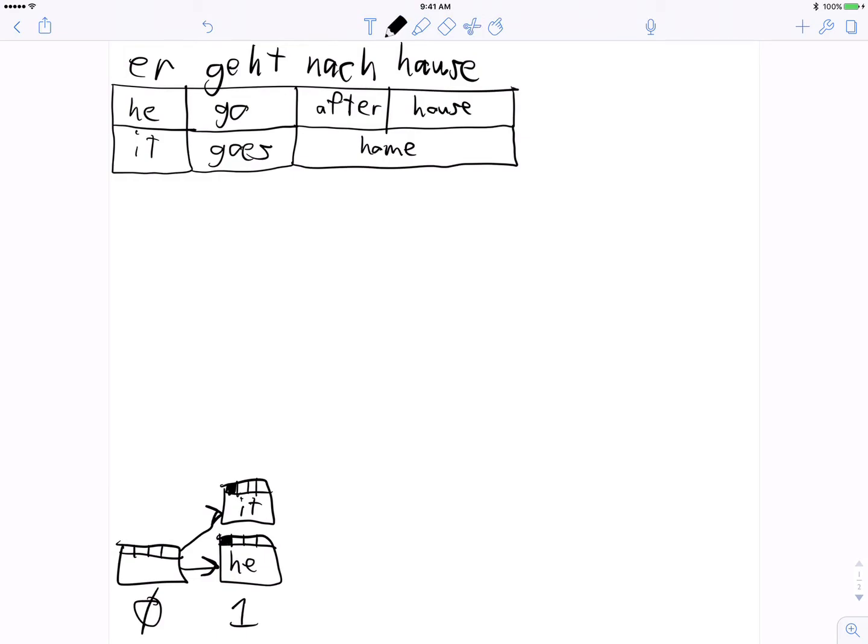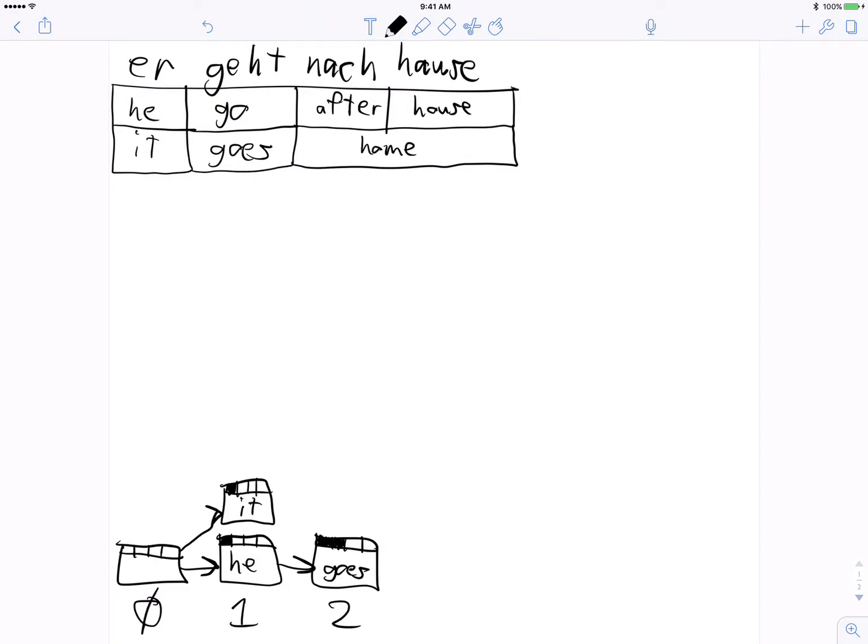Next, we're going to extend he. Let's extend he by translating gate as goes. Okay. Because we extended he, the box from he already has to be filled in. Because we just translated the second word in the source sentence, we have to fill in the second box. Because 2 boxes have been filled in, we are in stack 2.